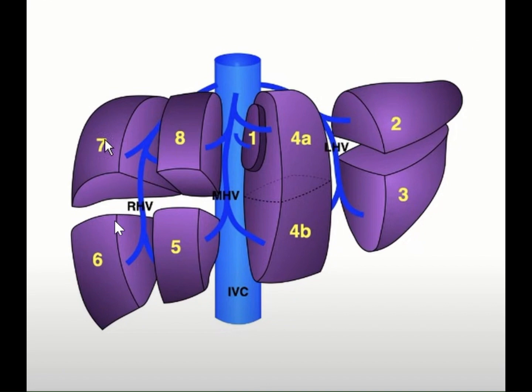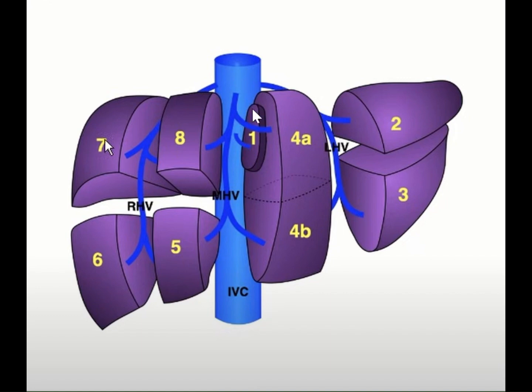Let's talk about the hepatic segments. How to know the hepatic segments on CT scan. The hepatic segments are divided by the portal vein into upper and lower segments, and also divided by the hepatic veins, the right and the middle and the left hepatic veins, into right and left hepatic segments.